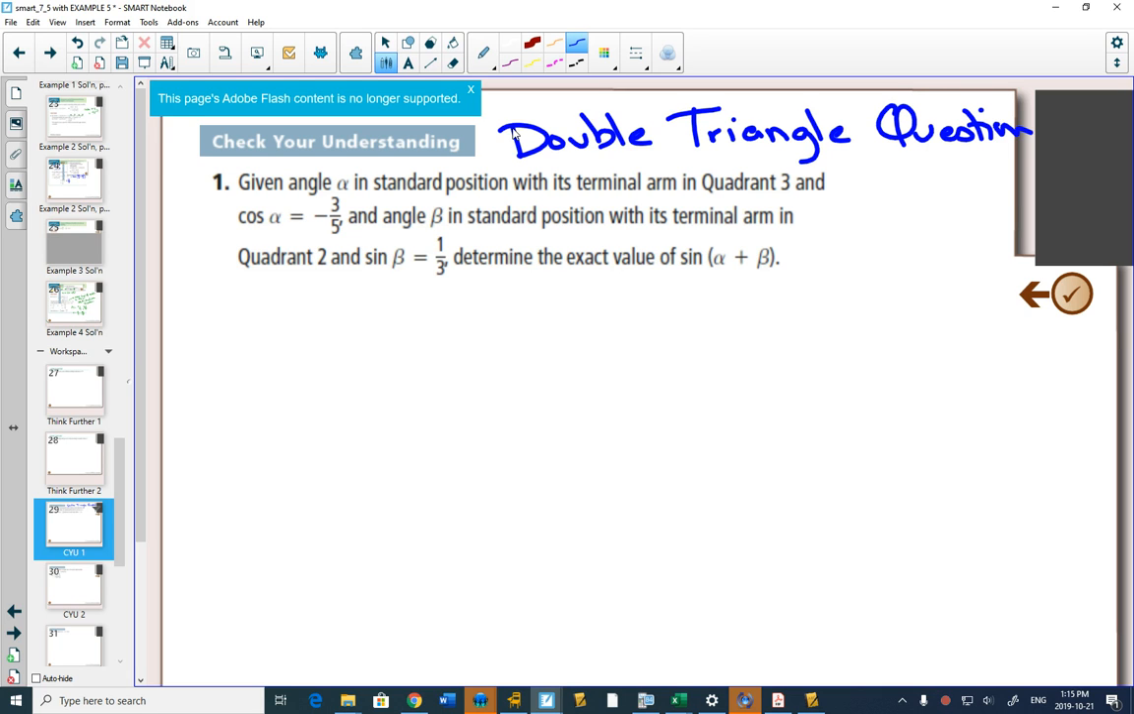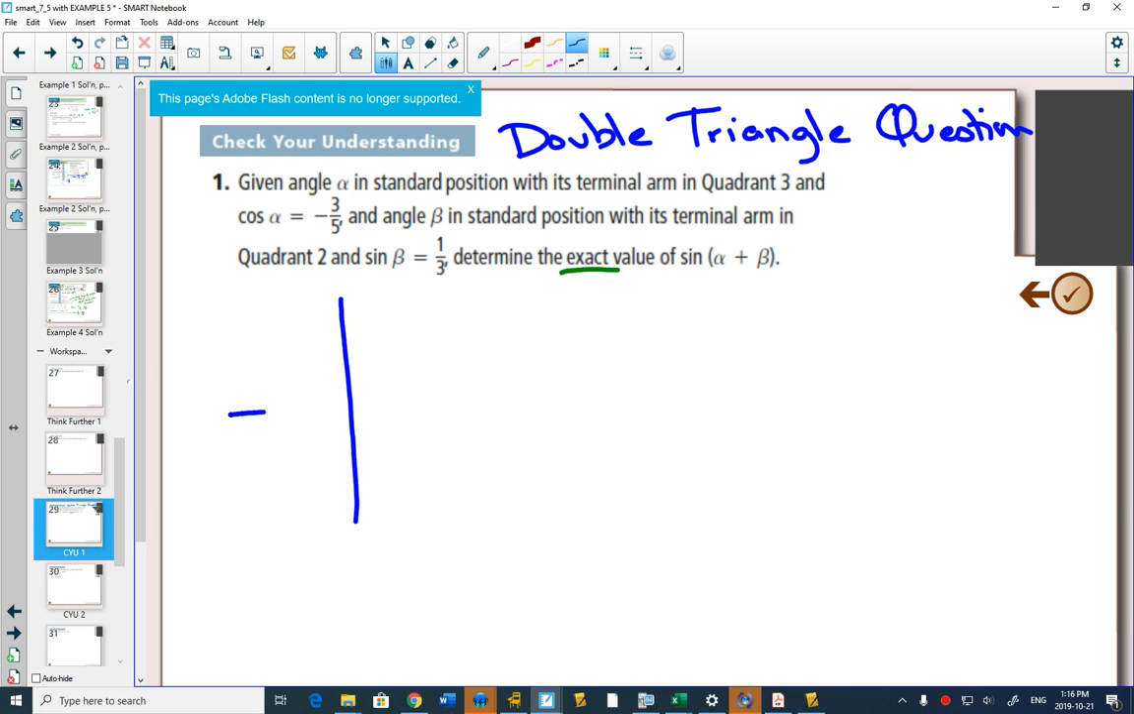Alpha's in standard position in quadrant 3, which tells you something about alpha. Cos alpha is -3/5. A second angle, beta, in quadrant 2, and sine of beta is 1/3. And then we have to find the exact value. So anytime a question uses the word exact, that means that you're going to have square roots or pi or something in it, not rounding it with your calculator. Now the reason I call this a double triangle question is because we're going to draw two triangles. We have two angles, alpha and beta, so we'll draw one triangle for alpha and one triangle for beta.